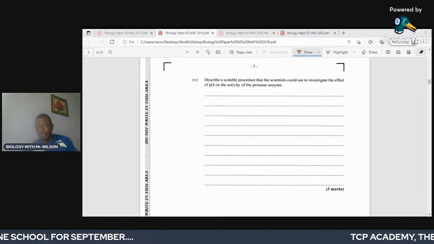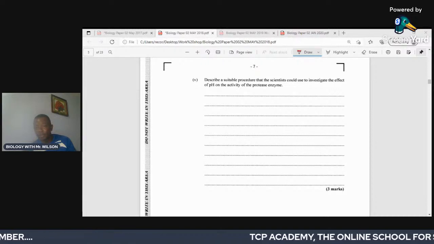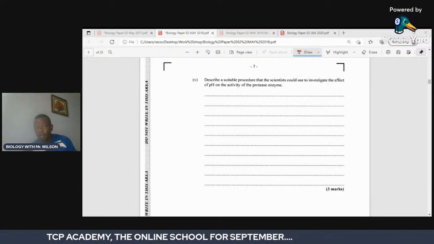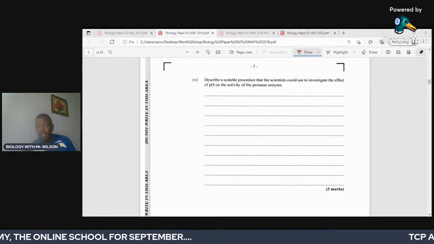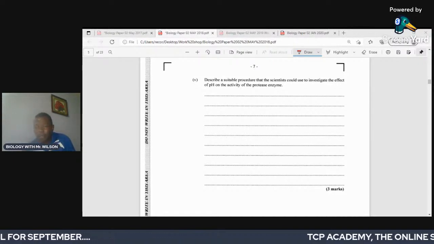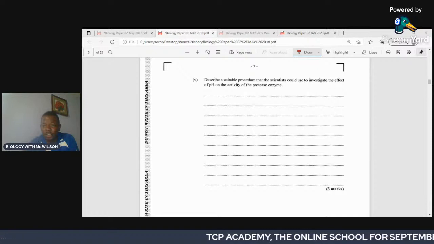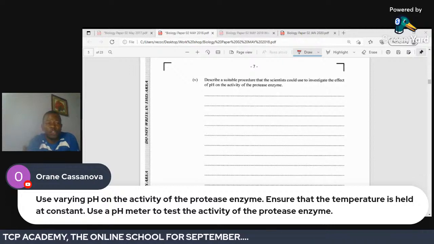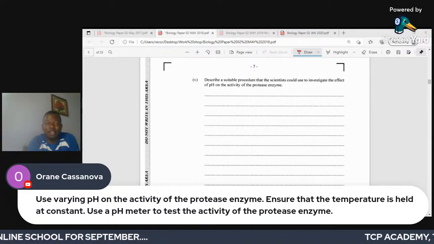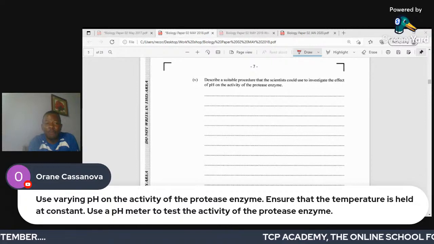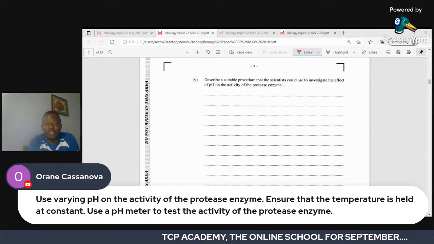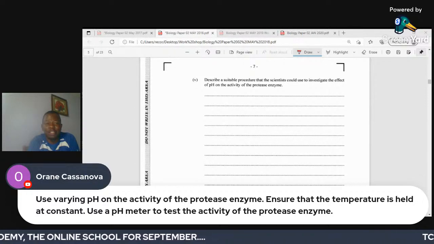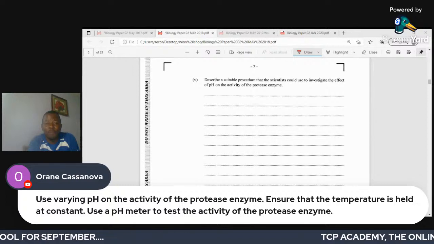All right, let us see what will happen here. Can't think anything. Okay. Let me look at this. I don't know what it says, but I'm going to put it on screen. Use varying pH. That's a good way to start on the activity of the protease enzyme. Ensure that the temperature is held constant. Use a pH meter to test the activity of the protease.